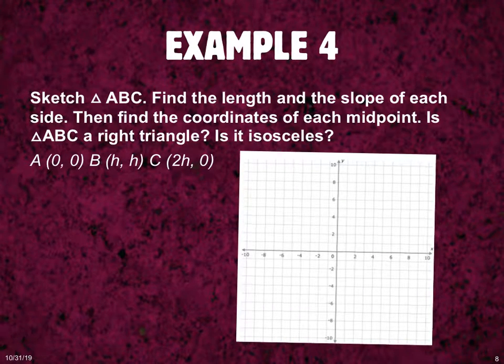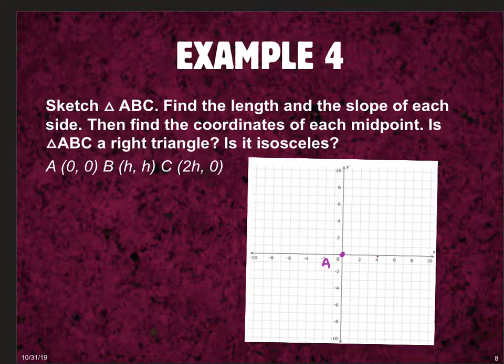This says A is 0, 0. So the first coordinate point is given as 0, 0. Then H, H is B. So you're going to the right a certain distance and then up a certain distance. So let's say we go to the right 4 and up 4. This would be B, which is H, H. And then C is 2H and 0. So this time I'm going double the length of the H, which I did 4, means I'm going to go to 8. And this would be 2H, 0. So there's my triangle.